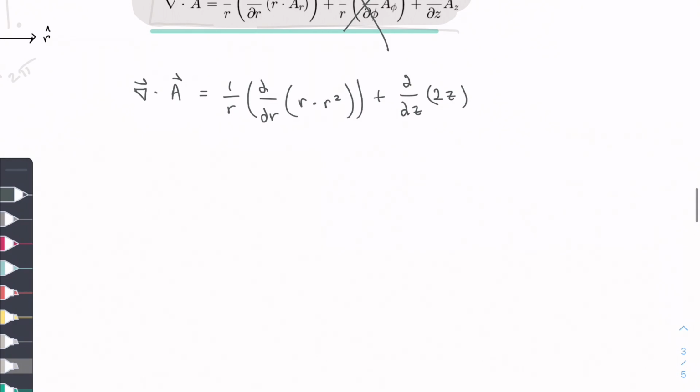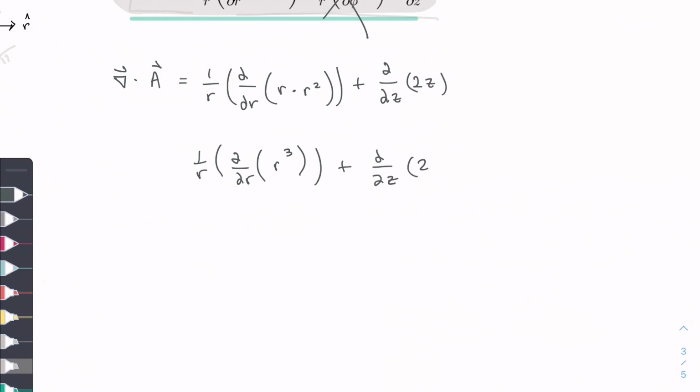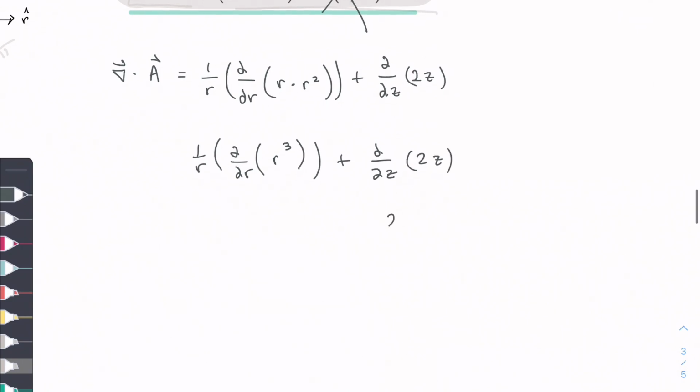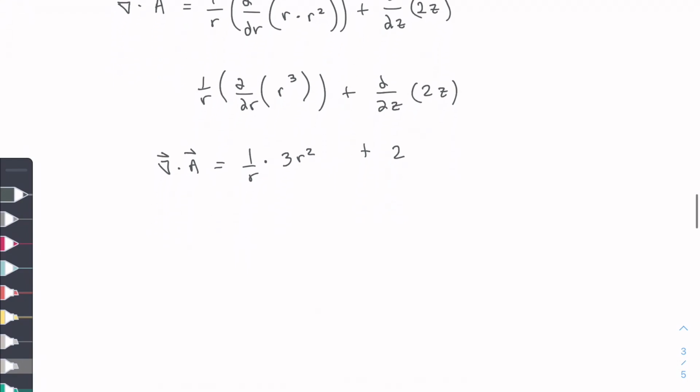Okay, so one thing we need to keep in mind is that we should do what's inside of the parentheses first. So we're taking the partial derivative of r cubed before we multiply by that 1 over r. Make sure that you always keep that in mind when you're dealing with the del dot A for cylindrical coordinates. This will be a common theme. So 2, and then we have 3r squared times 1 over r. So our del dot A here is going to be equal to 3r plus 2.